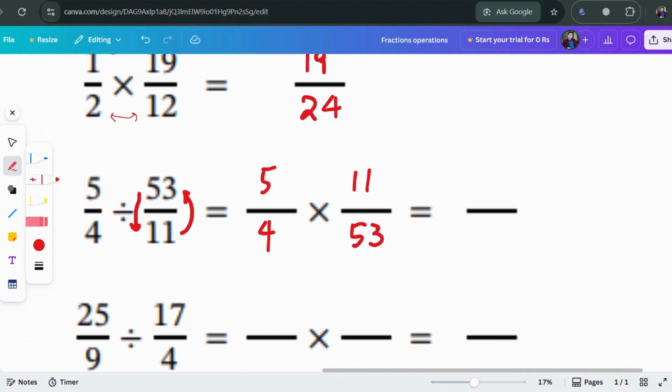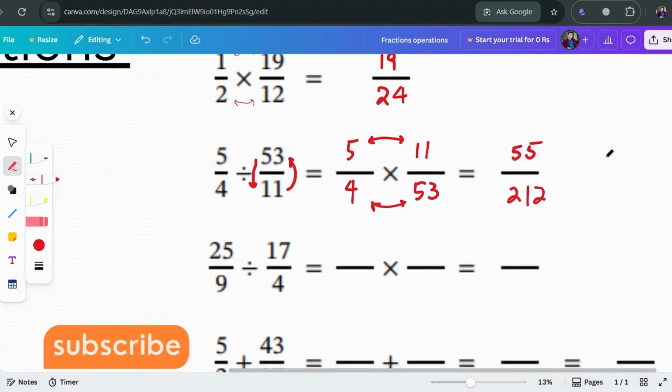Now, as we have the multiplication sign, we go this way: numerator to the numerator and denominator to the denominator. 5 multiplied by 11 is 55. And then if I multiply 4 with 53, I will get 212. Alright, so that's done with the division.